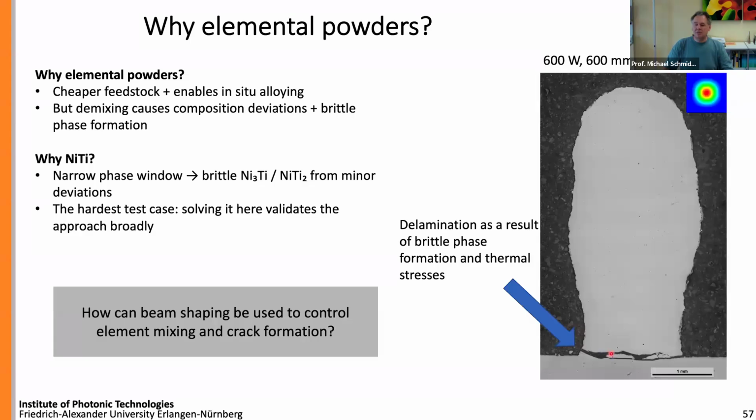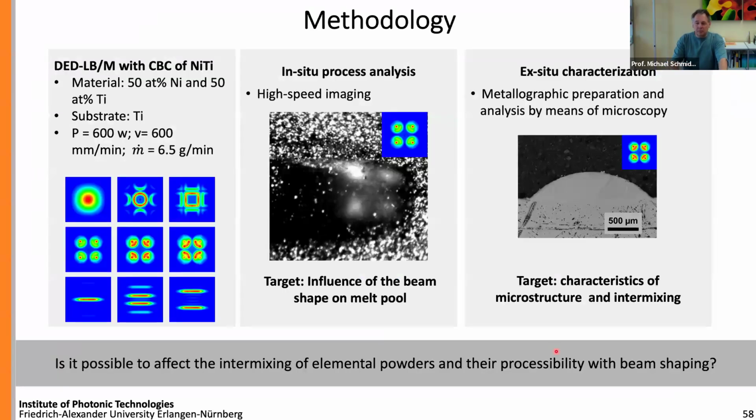We found delaminations, partially we can already attribute them, of course, to CTE mismatch between our building plate and the part that we built, and remaining stresses. So this is again what we did. We did again high-speed imaging to see what's going on, and again metallographic preparation to see what we got.